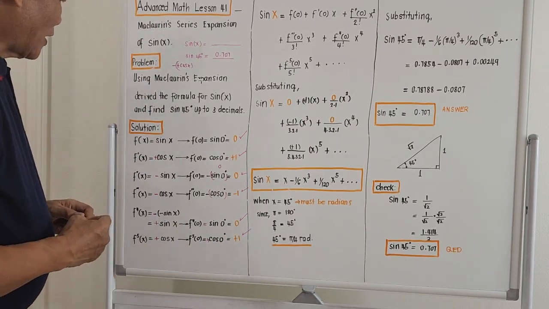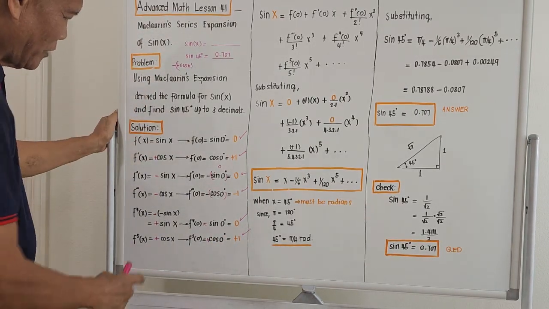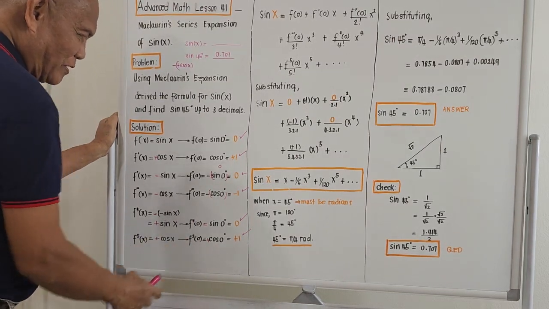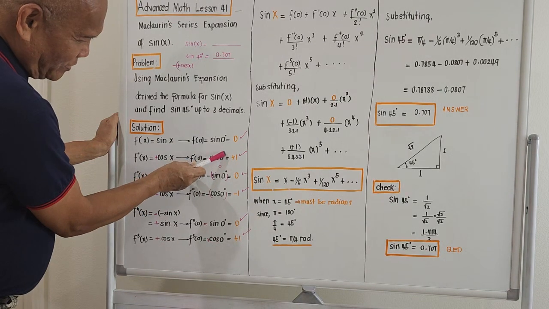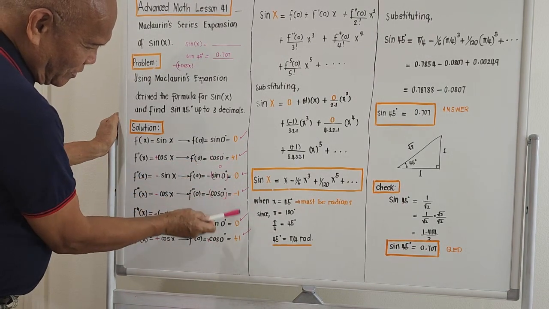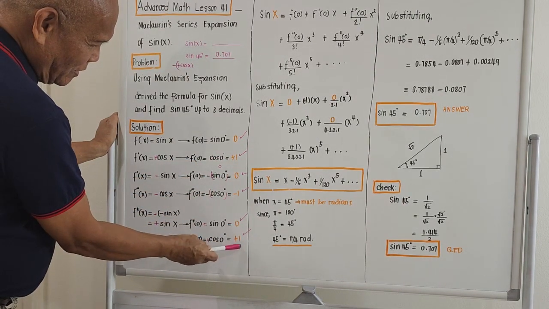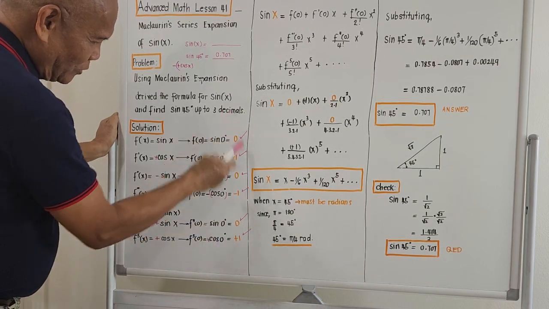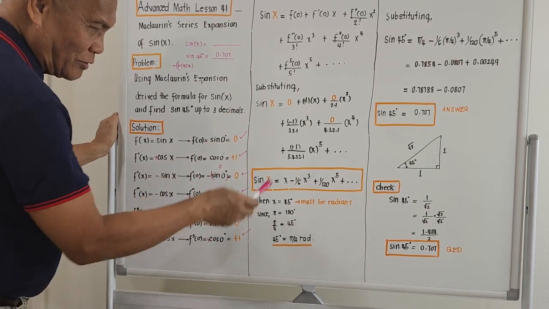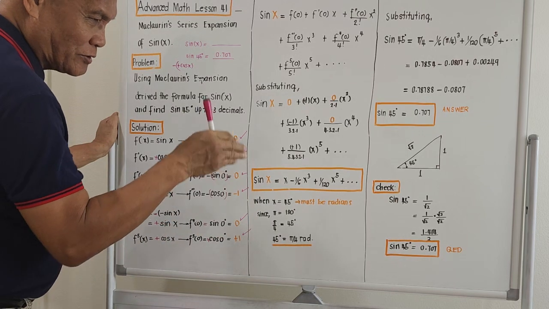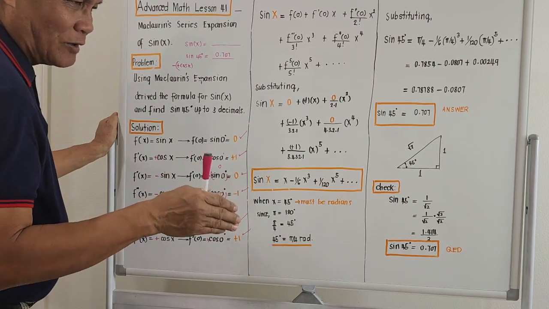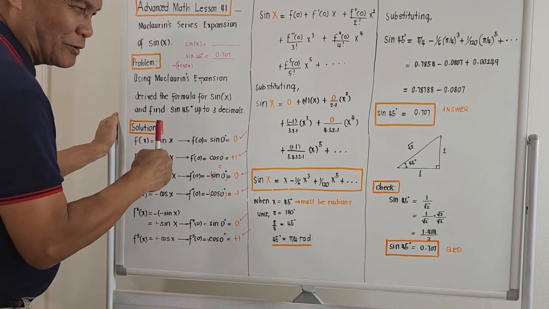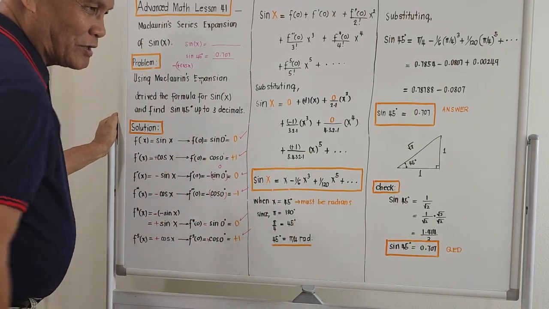So the values from f sub 0 up to f to the fifth of 0 are actually these: 0, plus 1, 0, minus 1, then 0, plus 1. These are the needed values which will be substituted in the Maclaurin series expansion formula for us to get the value of the relation of that function by using the Maclaurin series expansion.